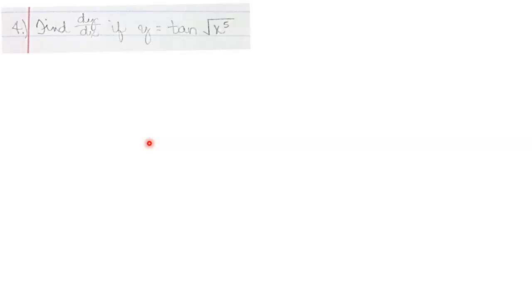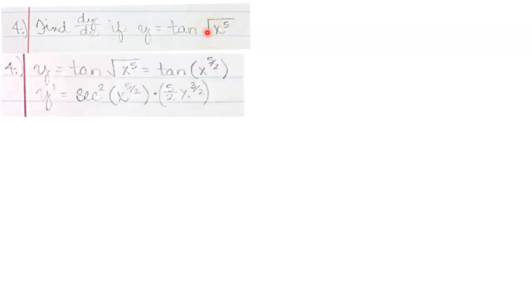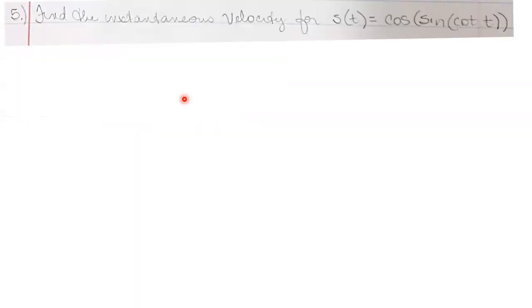So I'm going to need to rewrite this. So this is x to the 5 halves. So now I have the tangent of x to the 5 halves to make this a little easier to work with. The derivative of tangent anything is going to be secant squared of that thing times the derivative of that thing. So the derivative of x to the 5 halves, just using power rules, is 5 halves x to the 3 halves.